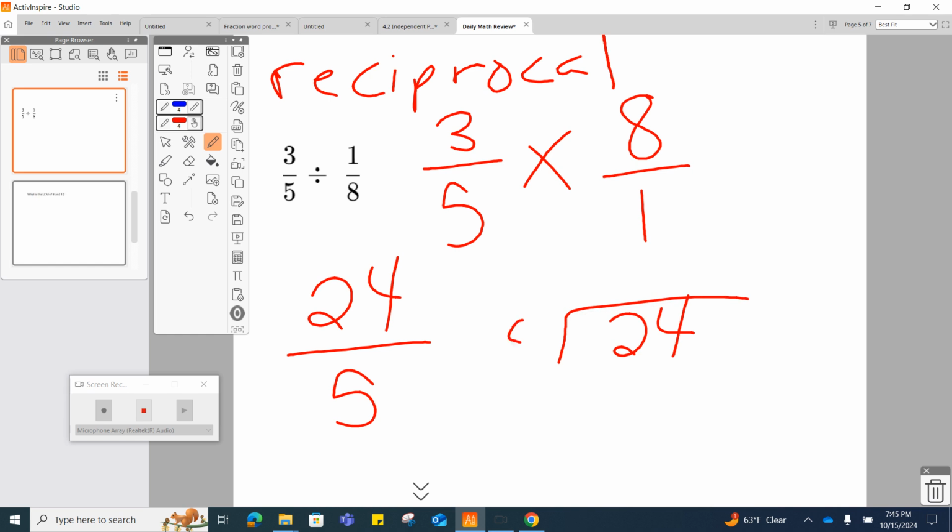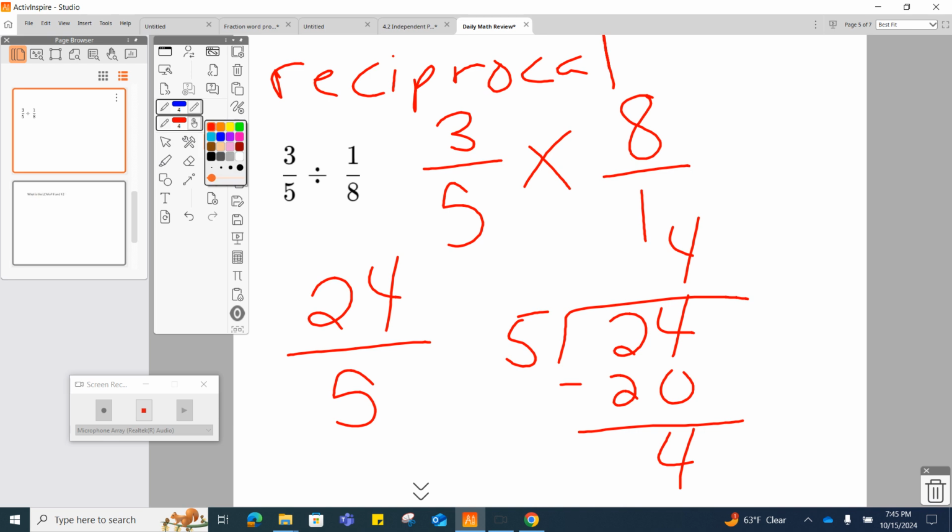I want to turn it into a mixed number, which I do. 5 goes into 24 4 times. But remember, this is short division. We want fractions, so we do not need to add a decimal space and a 0 and bring things down. Our final answer, change the color here, is 4 wholes and 4 fifths.